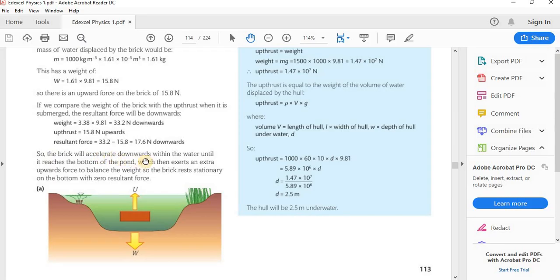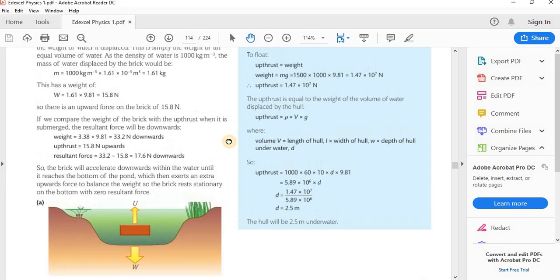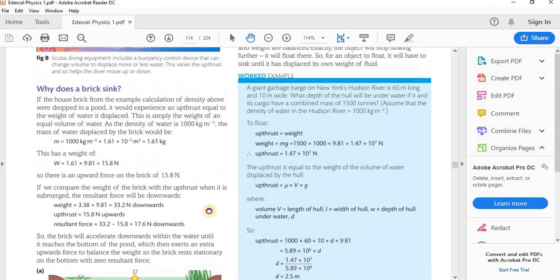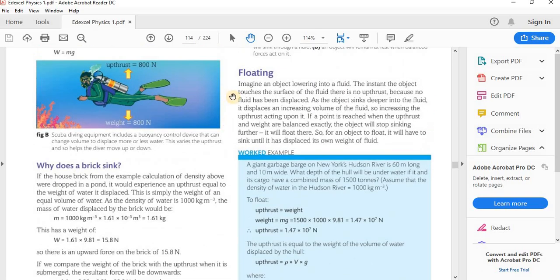So the brick will accelerate downwards. Now this is the resultant force. When you subtract, the difference between these two forces is 17.6 newtons. So it will accelerate downwards because there is a resultant force until it reaches the bottom of the pond, which then exerts an extra force up to balance the weight. So the brick rests stationary on the bottom with zero resultant.